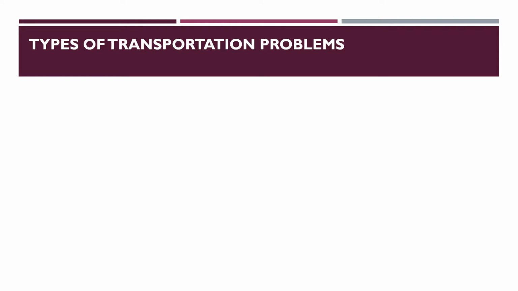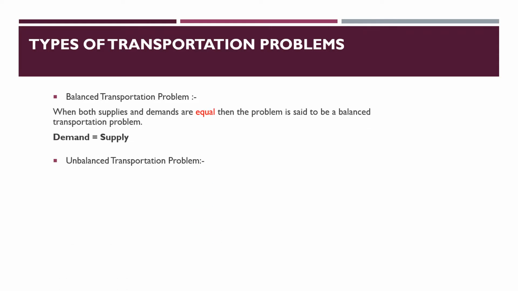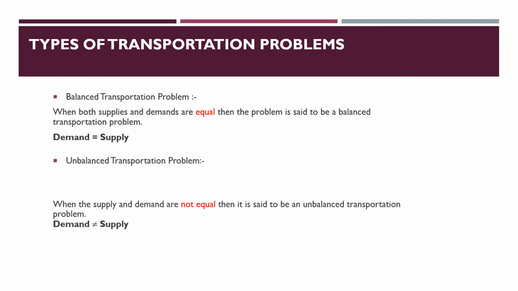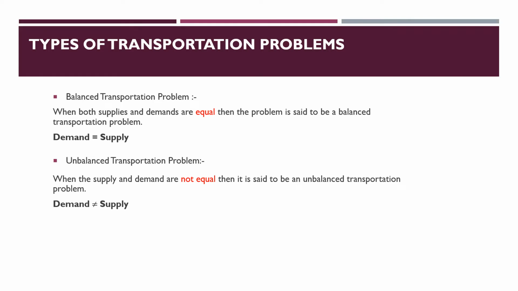What are the types of transportation problem? There are two types of transportation problem. The first one is the balanced transportation problem and the second one is the unbalanced transportation problem. In the balanced transportation problem, the supply and demand is always equal. And in the unbalanced transportation problem, the supply and demand is not equal, which means it is unbalanced.